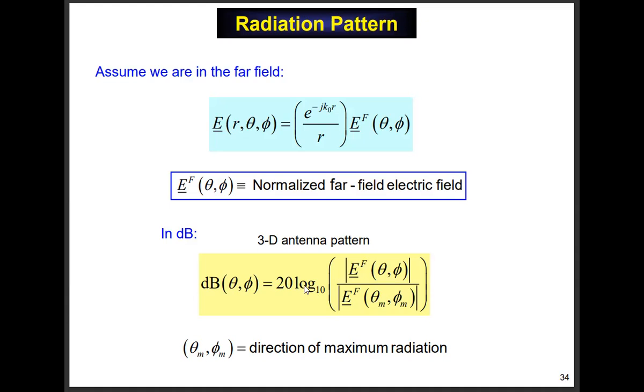Now, to put it in dB, we take 20 log 10. 20, not 10, because it's field, not power, right? Although if you want to talk about power, I could say E squared here and here, and then say 10, but it's the same thing. But anyway, I'll just say ratio of the E fields and 20. Now, if I'm at the maximum, theta equals theta M, phi equals phi M, then this whole thing is 1, log of 1 is 0. So notice that under this normalization, we always have 0 dB at the maximum. So the dB is always negative, and it's always 0 at the maximum.